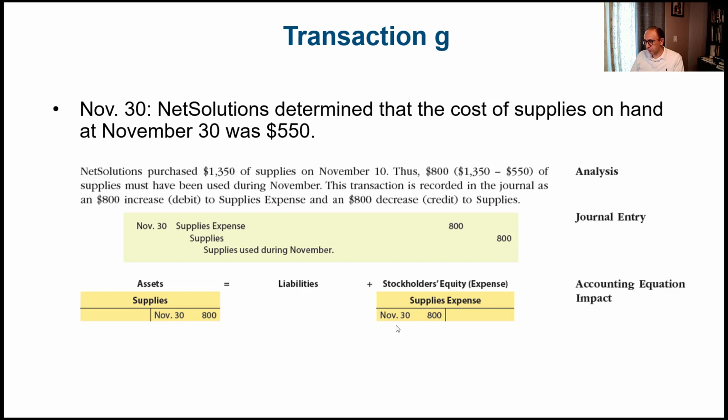Supplies without the word expense is an asset. Supplies expense is an expense account that has a negative impact on stockholders' equity. And that's why it's recorded on the debit side. So we debit supplies expense, we credit supplies on November 30th by 800, and we write this brief note, supplies used during November.